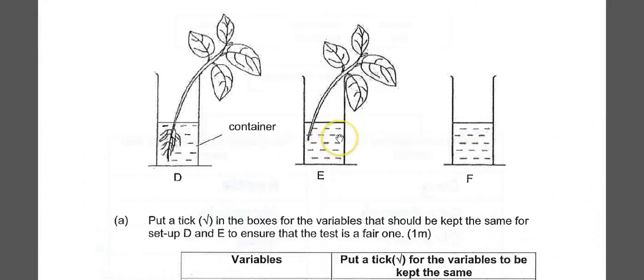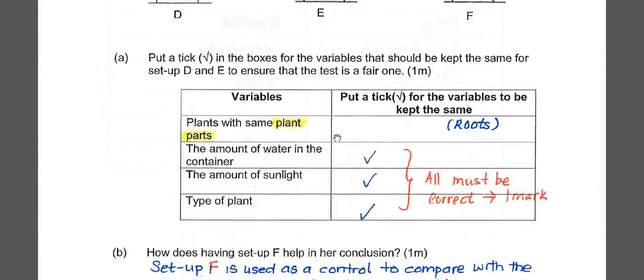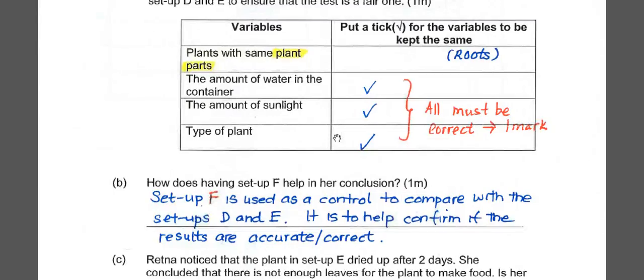All right. Now, let me read the answers and hope you are able to absorb slowly. Now, setup F, which is the one over there on top, is used as a control to compare with setups D and E. Okay, it is to confirm if the results are accurate or correct.